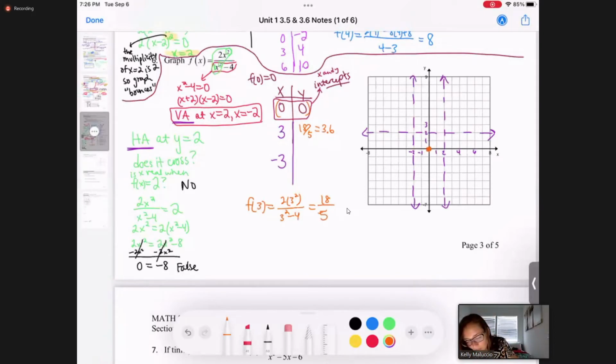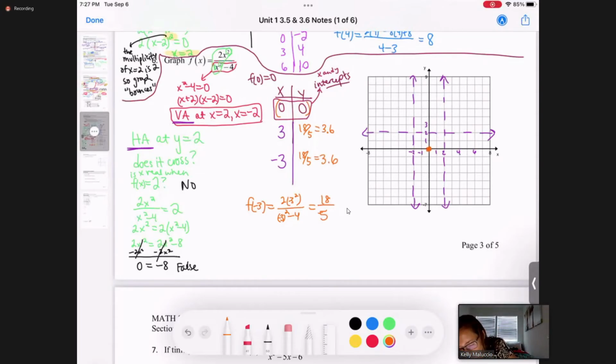And then when I plug in -3, the same thing is going to happen because all of these are squared. If I changed that to a negative, nothing is going to happen, negative times negative. It's still the same thing. So it's still 18 over 5 or 3.6. So this is helpful for us. And we know that it doesn't cross the horizontal asymptote. So now we can graph these.